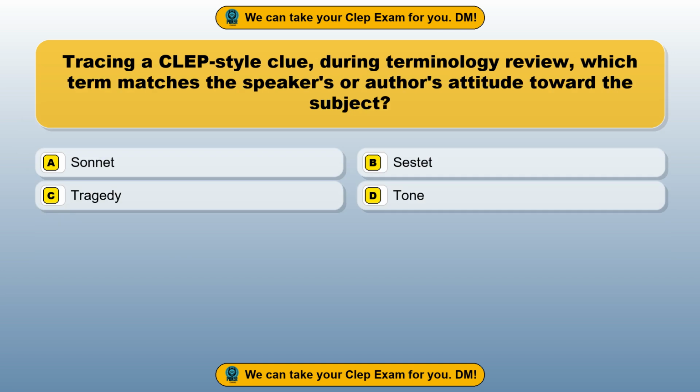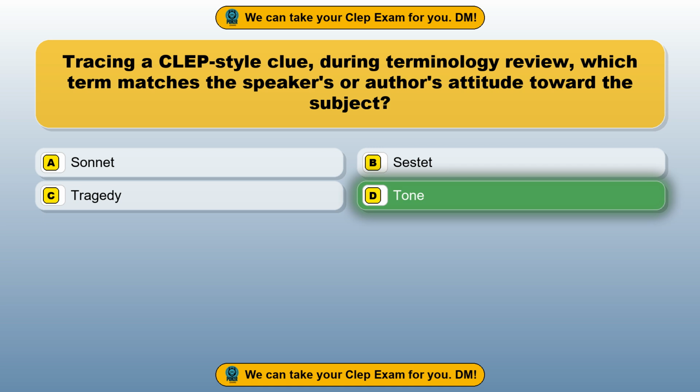Question 66. Tracing a CLEP-style clue during terminology review, which term matches the speaker's or author's attitude toward the subject? Option A, sonnet. Option B, sestet. Option C, tragedy. Option D, tone. The correct answer is option D, tone.